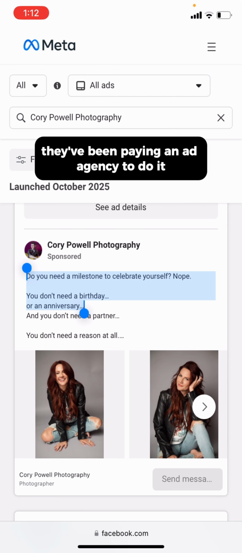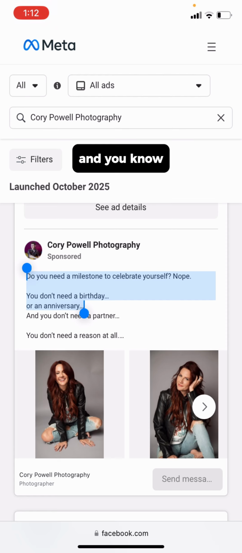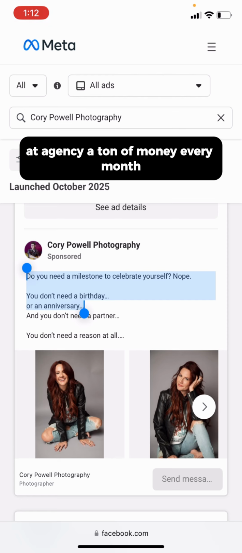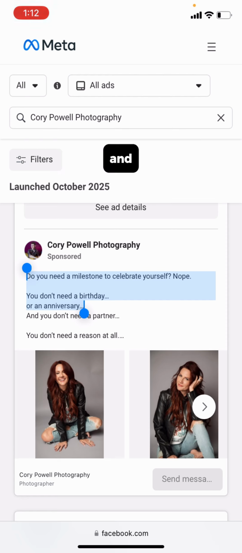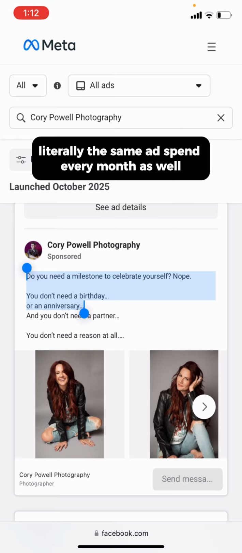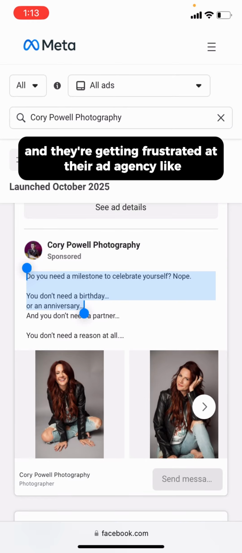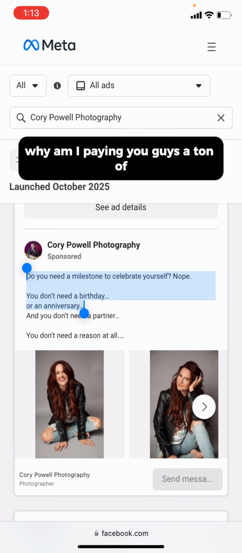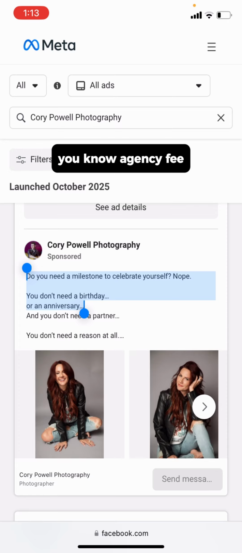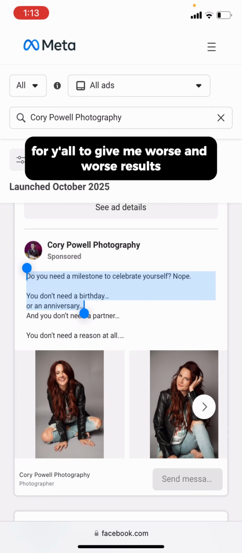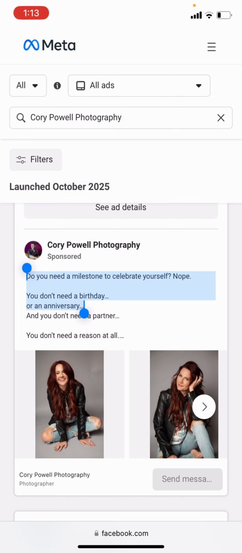They've been paying an ad agency to do it, and they're paying the ad agency a ton of money every month, with literally the same ad spend every month as well. And they're getting worse and worse results over time. They get frustrated at their ad agency: man, why am I paying you guys a ton of agency fees every month for you to give me worse and worse results every month? Why would I keep paying your fee?